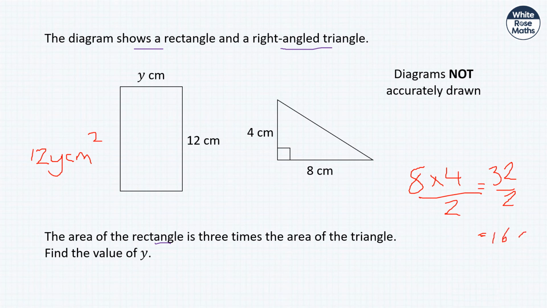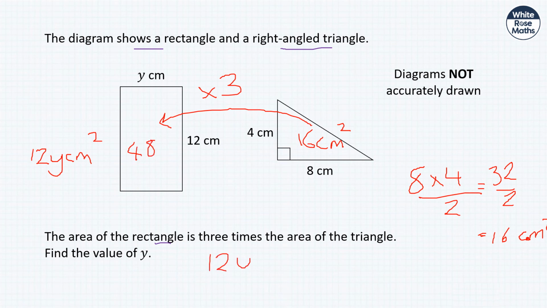So 16 centimeters squared. Now, being very careful, guys, the rectangle is 3 times the area of the triangle. So I'm going to multiply 16 by 3. So the total area will be 16 times 3, which is 48. So we have 12y is equal to 48. Dividing both sides by 12, I get y is equal to 48 twelfths, which simplifies to the number 4. So y is equal to 4 centimeters, guys.